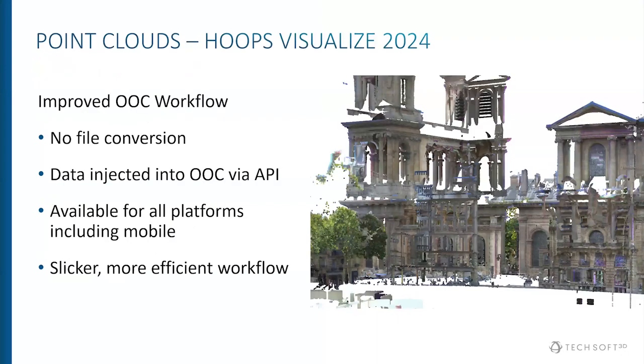So what are we planning to do for Hoops Visualize 2024? The next major release is to improve this out-of-core workflow. There will not be any more need for a file conversion, but the data is going to be injected into this out-of-core application via an API. That also means we're going to have this workflow available for all platforms, including mobile. This should bring us a sleeker and more efficient workflow in all these cases, especially when your devices are not as performant as they could be with large files.